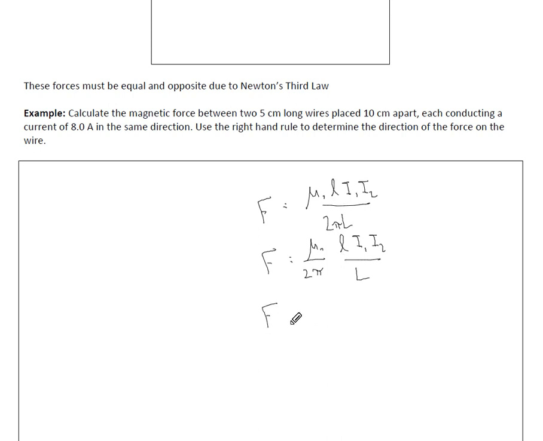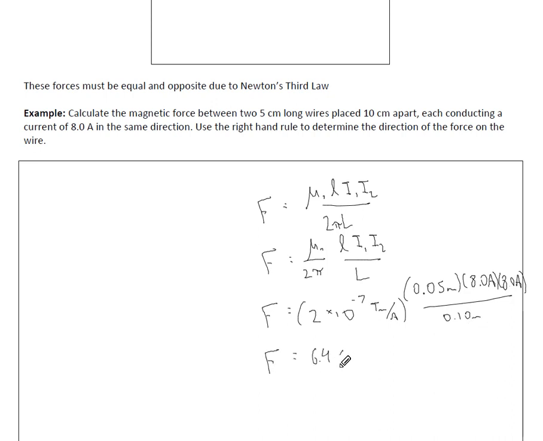So now I can just plug in my values. That's just 2 times 10 to the negative 7 tesla meters per ampere. And little L, the 5 centimeter long wires, so we get 0.05 meters. And our two currents are 8 amps, so 8 amps times 8 amps. And they are 10 centimeters apart, so 0.10 meters. And we get a force of 6.4 times 10 to the negative 6 newtons. So again, the calculation is very straightforward. Just plug it into the formula. But we're not done yet. It's going to be towards each other or away from each other.